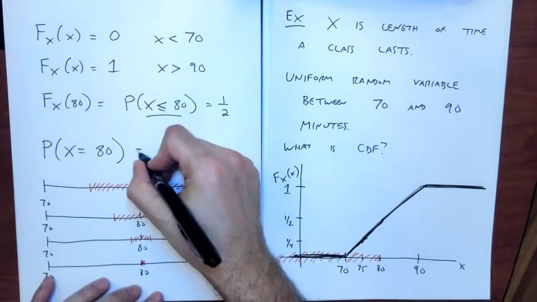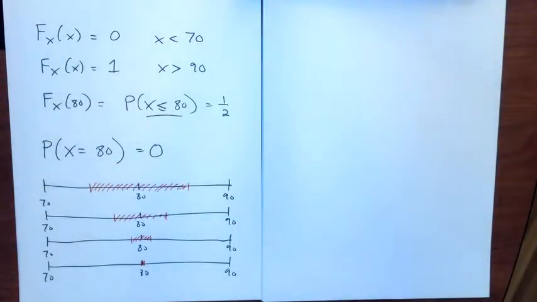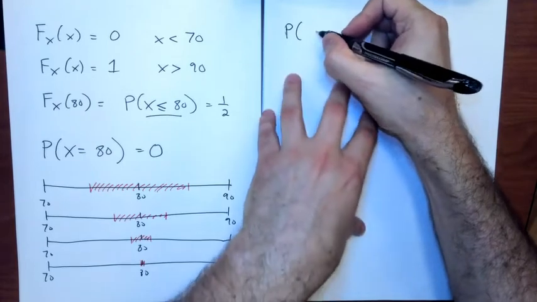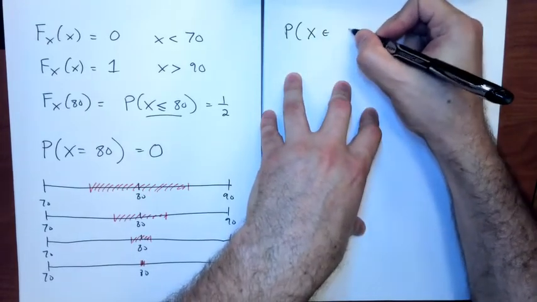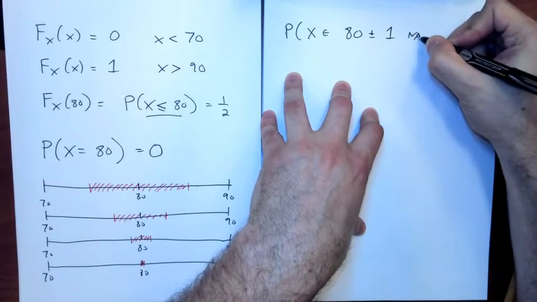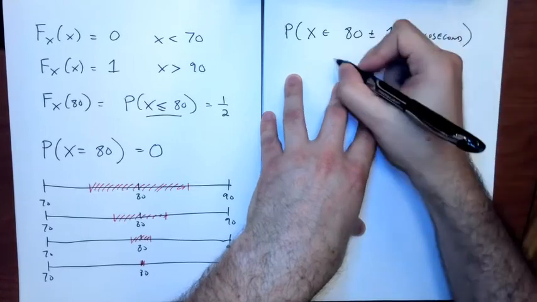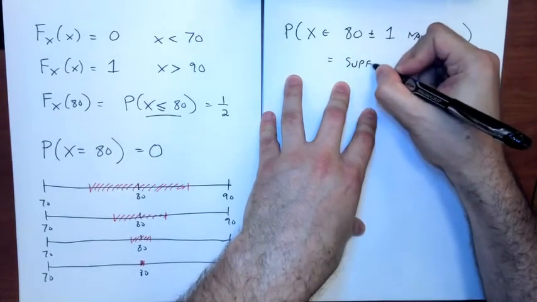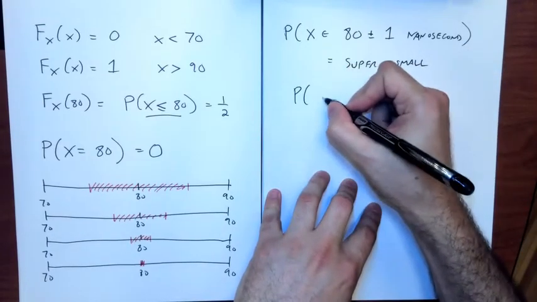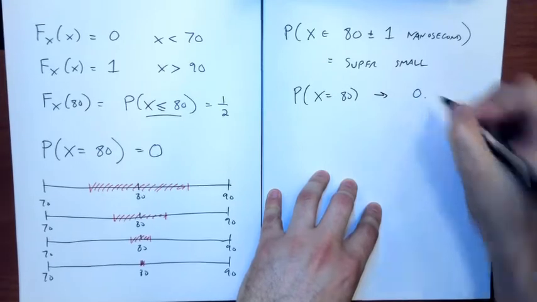So let me restate what I was saying: the probability that I am within 80 plus or minus 1 nanosecond is super small. That's why the probability that I am exactly equal to anything, in the limit, has to be equal to 0.